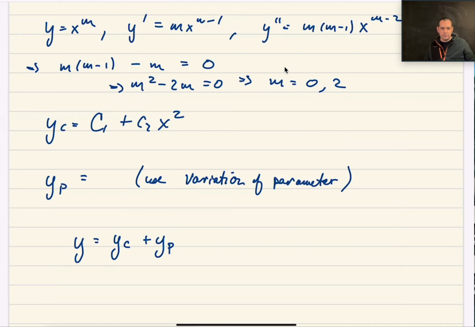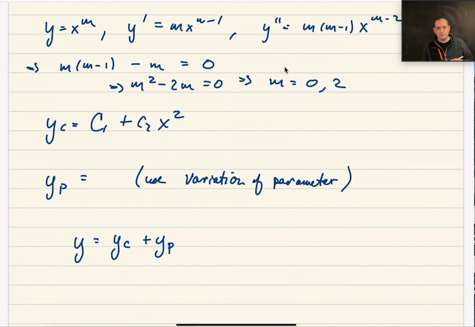Okay, I'm not even going to go through finding the particular solution using variation of parameters. You can go through that. It's a decent exercise. I haven't gone through it, so I don't know that it works out nicely, just as a forewarning there, but that's how you would do that.